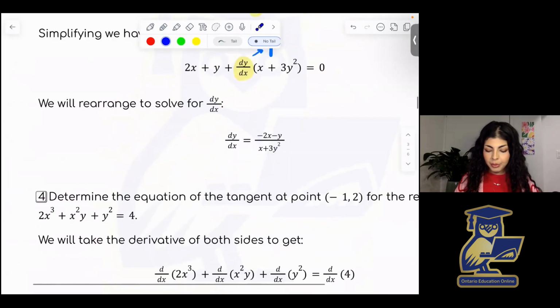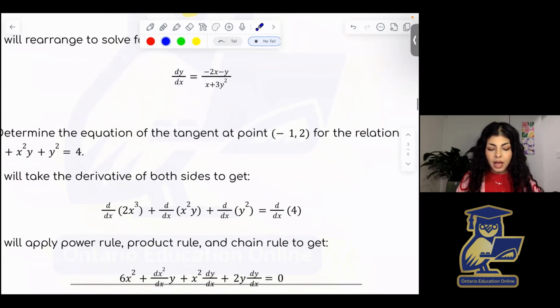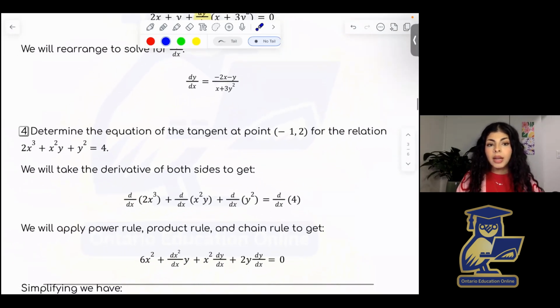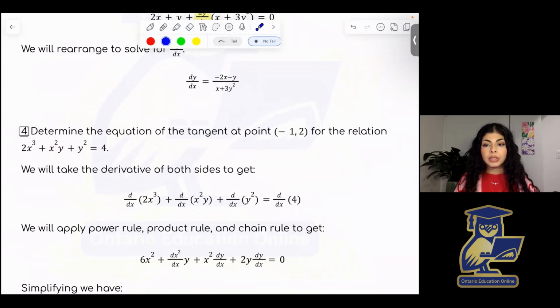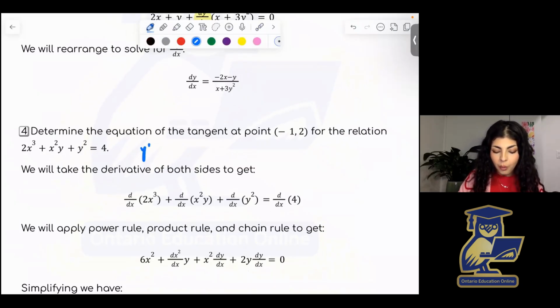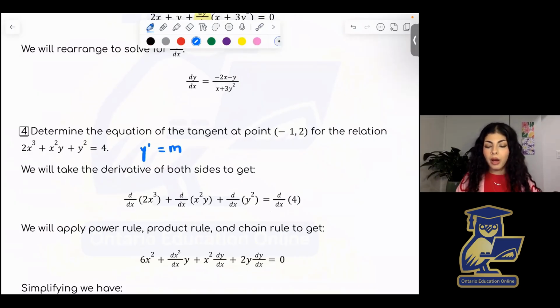Now let's try another example. And in this case, we do have a similar function, but we are finding the equation of the tangent at a specific point. So let's start by taking the derivative of both sides because we want to find y prime. And y prime is going to give us that value of m, which is the slope of our tangent.